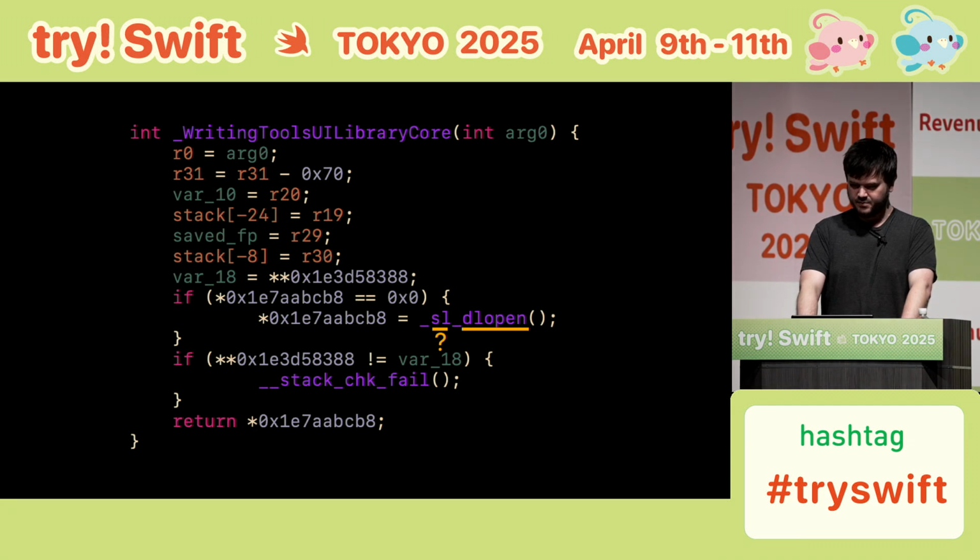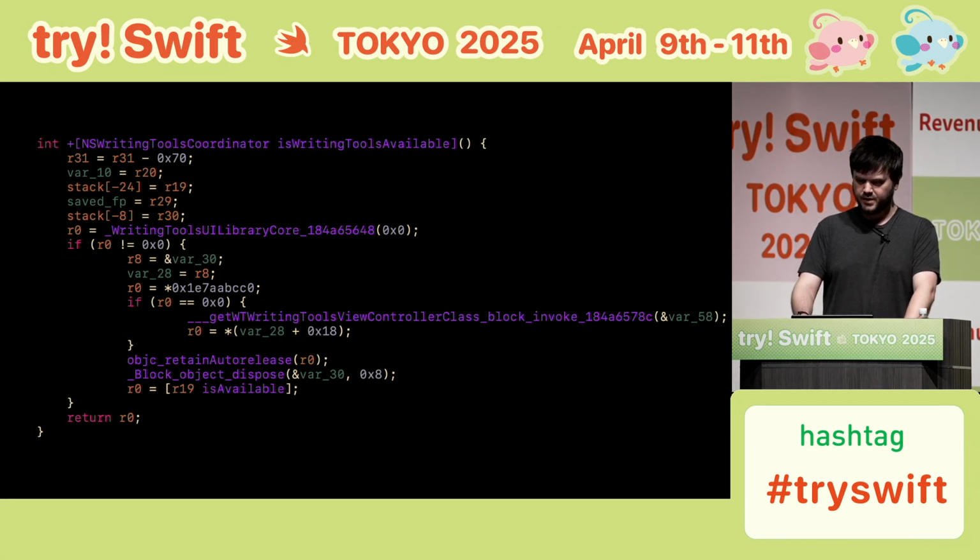The SL prefix in this case comes from Apple's soft linking private framework, which is used by Apple to soft link certain system frameworks to other system frameworks, which can be done for a variety of reasons, but it's not relevant here. All right, so we know that Writing Tools UI library core uses DLOpen to load a dynamic library. Going back to isWritingToolsAvailable, we can see that the result is being assigned to R0, which, if it's not nil, we'll continue on to calling that block invoke function.